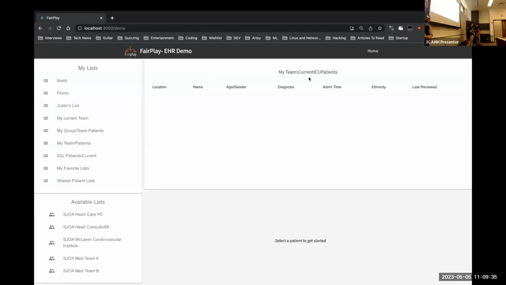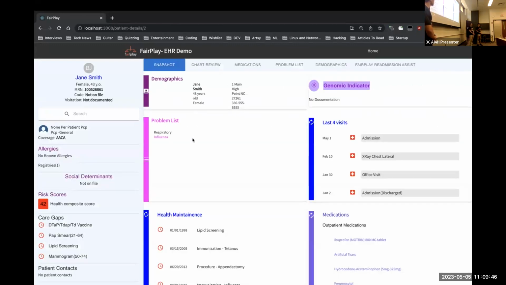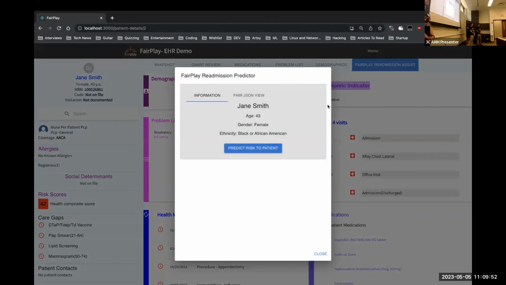So I have a demo here. Suppose you are a clinician who wants to understand whether your current patient would undergo a readmission prediction or not. So you go to your list, which has your ICU patients, and you select a patient. This is a familiar screen for many clinicians where you see the snapshots for everything. But now what you can do here is you can go to the FairPlay Readmission Assist.